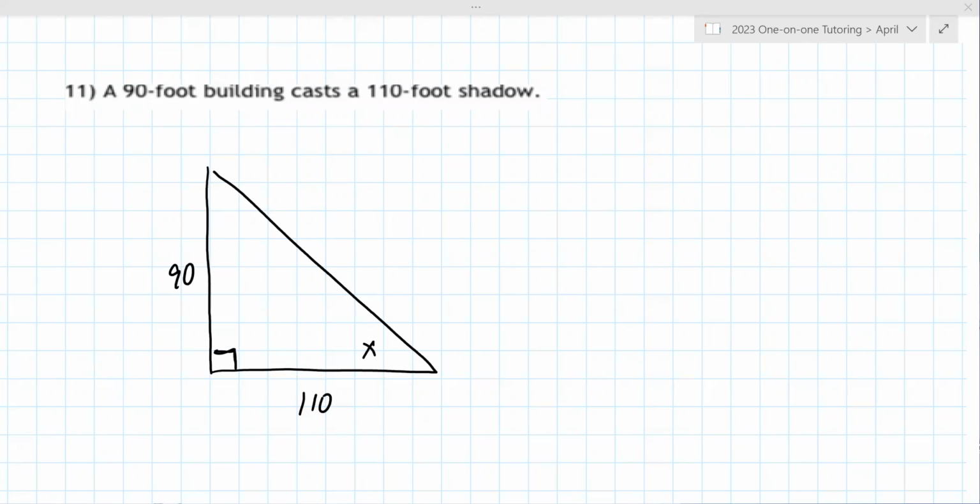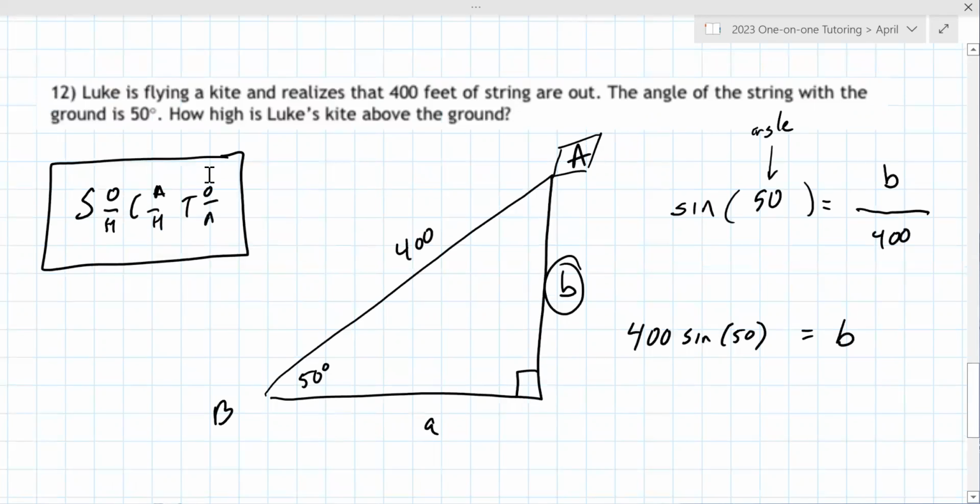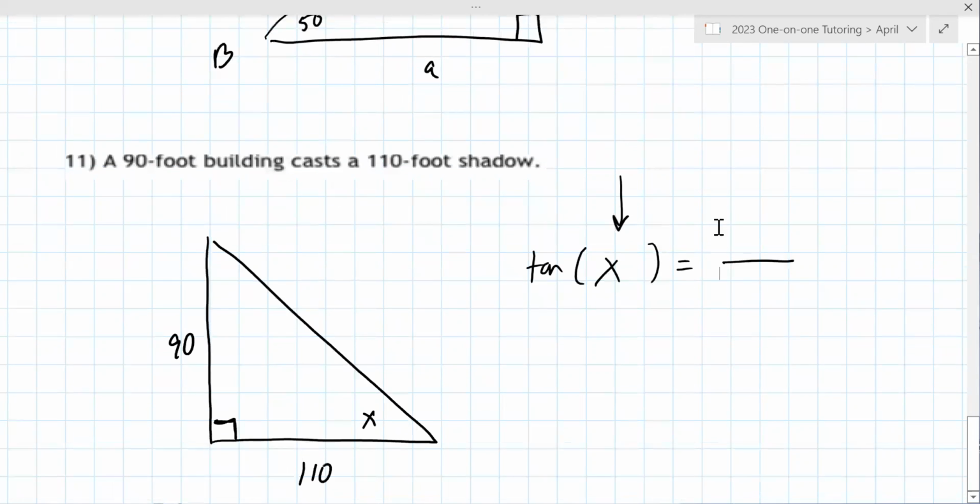It'll just be the tangent of... 90 over 110 equals the tangent of something. You said you're using tangent, isn't that right? Yeah, tangent. Tangent of what? What goes inside here? X. Yes, and it's a ratio of sides. What does tangent stand for? Opposite over adjacent. Okay, so what's the opposite? 90 over 110.